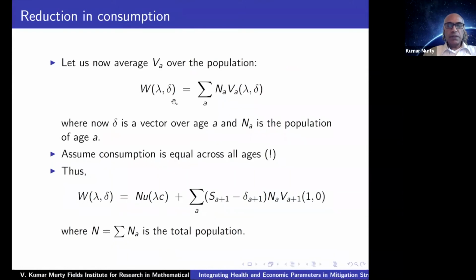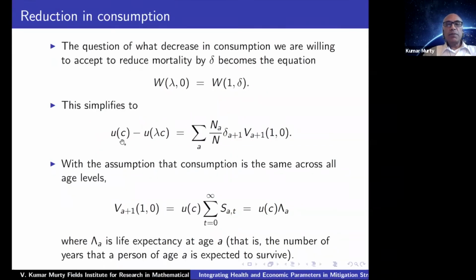So if you look at the previous thing, I have this, and I want W(lambda, 0) to be equal to W(1, delta). Okay, so you simplify that and you get this. So far, notice I've not specified the utility function. So you get something like this. U(C) minus U(lambda C) is this. And again, you make an assumption that this consumption is the same across all age levels.